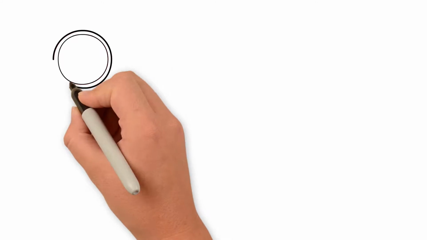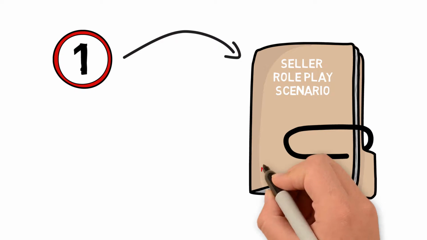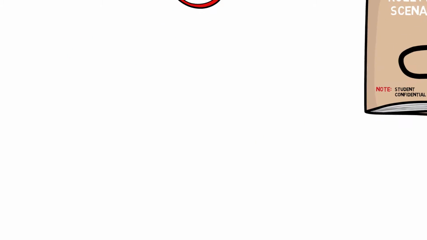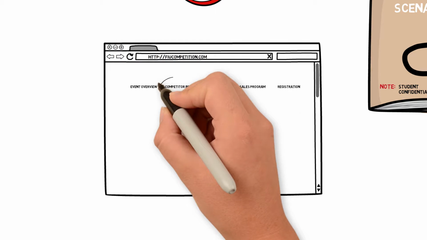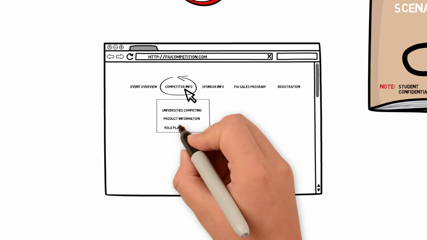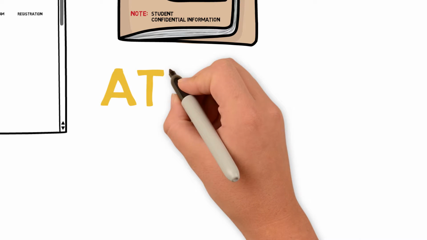The first thing you'll want to do is read the seller roleplay scenario and become familiar with the information. This is the only information that the student competitor receives, so it's the starting point. You can easily find the roleplay information by visiting our website, fiucompetition.com. From the website, hover over the Competitor Info tab and click on Roleplay Materials and download the scenario document. We'll also include a link to the scenario in the description of this video.